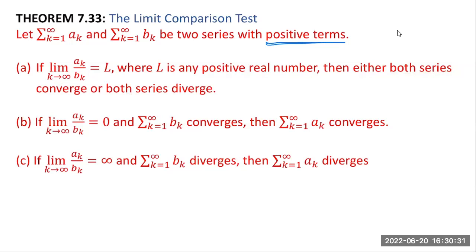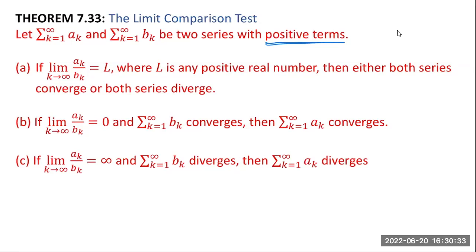What does that tell you? What that tells you is that if this limit as k goes to infinity of AK over BK is equal to some positive number L, then if AK converges, BK also converges. If AK diverges, then BK also diverges, and vice versa. If BK converges, then AK converges, and if BK diverges, then AK diverges. That's what the first part tells.